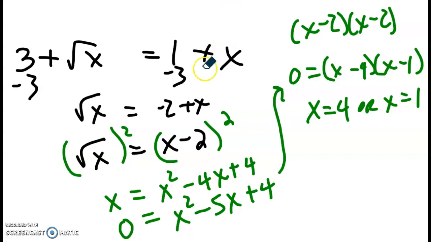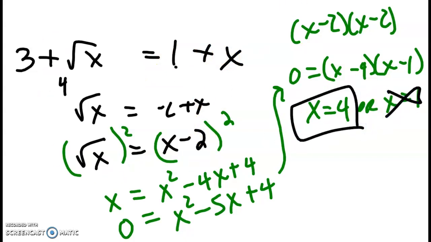So I'll go back to the very original equation and stick 4 in and see how that works out. Square root of 4 is 2. 3 plus 2 is 5. If I put 4 in here, 1 plus 4 is 5. That's looking great. When I put 1 in, square root of 1 is 1. 3 plus 1 is 4. When I put 1 over in here, 1 plus 1 is 2. It just didn't work out. So 4 is my only answer.